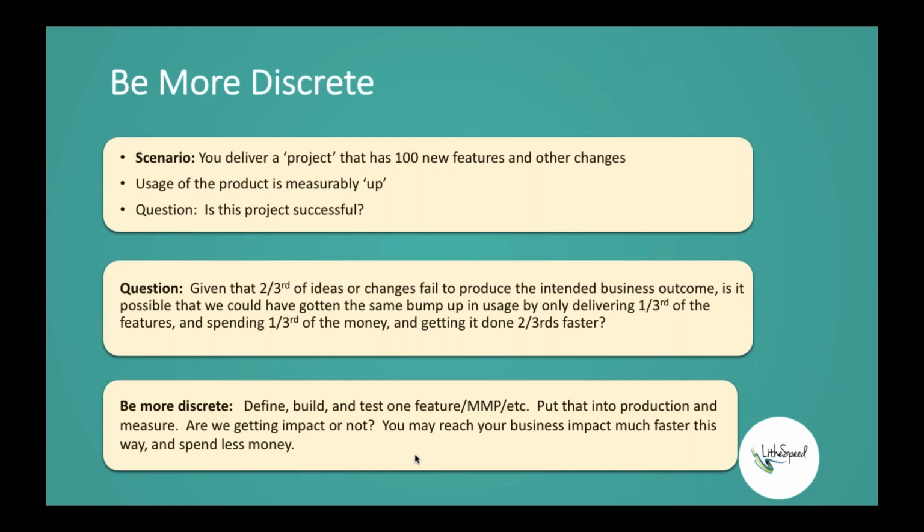And what I'd like to propose is that we need to be more discrete about what we build and what we deploy and what we measure, so that we can start to learn at a finer grained level, well below the granularity of the full project, what sort of features are really impactful to our customers. And we may be able to get the same business results with a lot less time and a lot less money and a lot less work by actually delivering less and being smarter about what it is that we deliver.